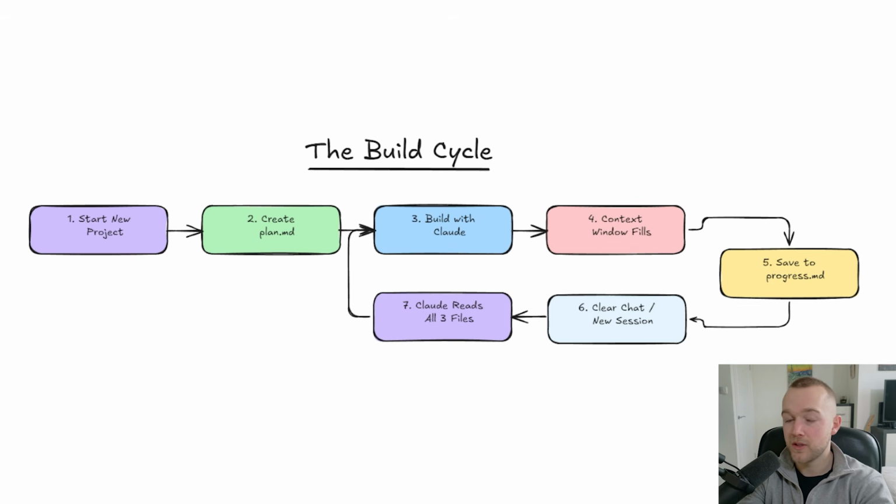And then you'll start building with Claude Code. The context window will fill up as it starts to build, and it will save all the progress to the Progress MD. You'll clear the chat so the context window empties, and then you'll tell Claude to get up to speed with the project. It'll then read all those 3 files, the Claude MD, Plan MD, and the Progress MD, and then you'll continue with the build.